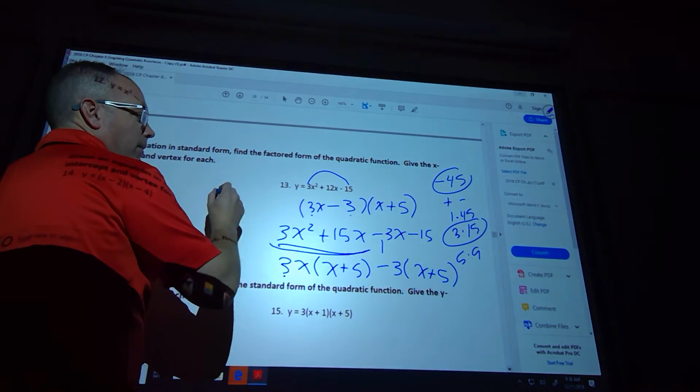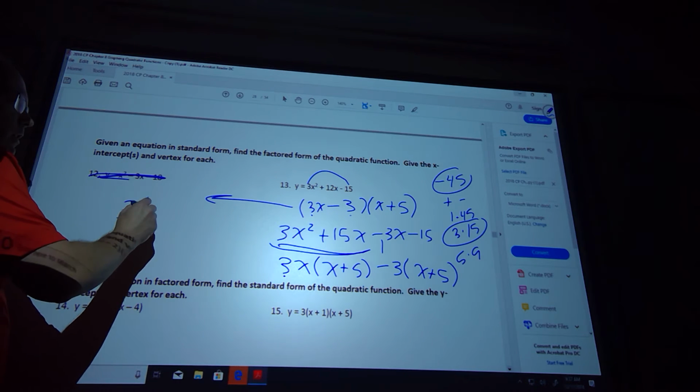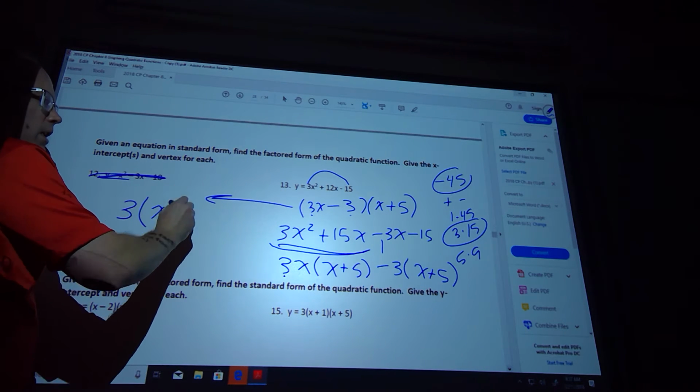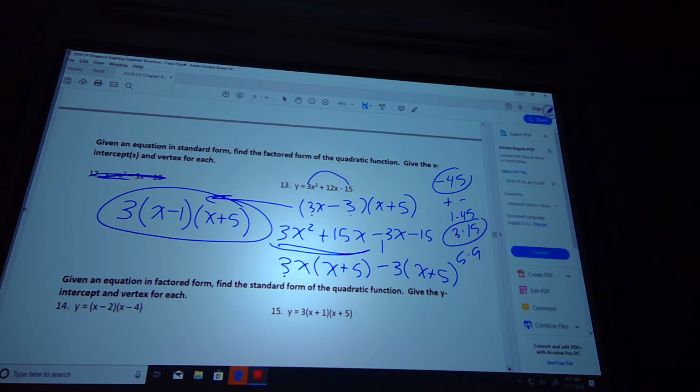Being that this has a greatest common factor, this one actually comes out to this as an answer. This is not 12's answer, cross that out. 3, and then x minus 1, and then x plus 5. I could have factored that 3 out in the beginning, but I didn't see it right away. I apologize, so it factored out nicely.